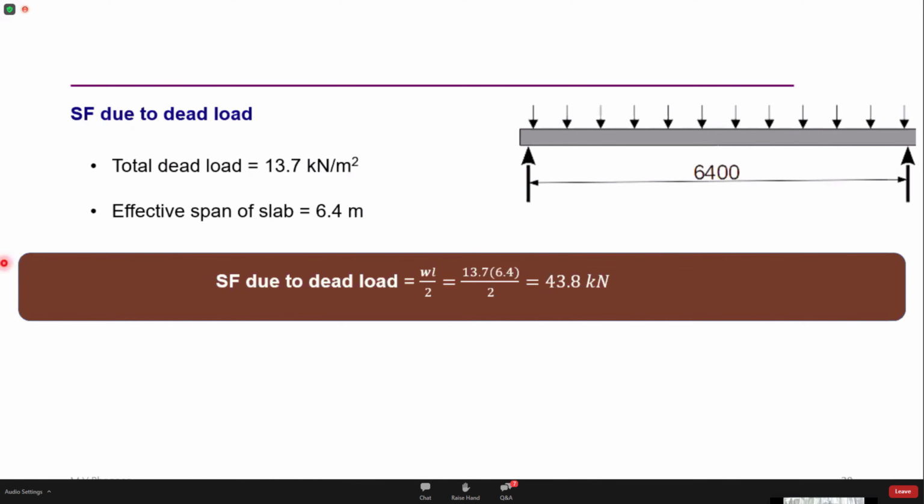The second part is for calculation of shear force. Now for the shear force, again as we have seen, the dead load is spread uniformly over the length of the bridge. So I know what is the total load and I know what is the effective span. Then I can simply calculate the shear force due to dead load. So this works out around 43.8 kilonewtons. So this is a straightforward expression.